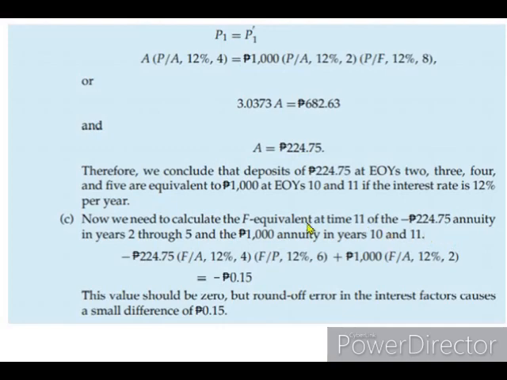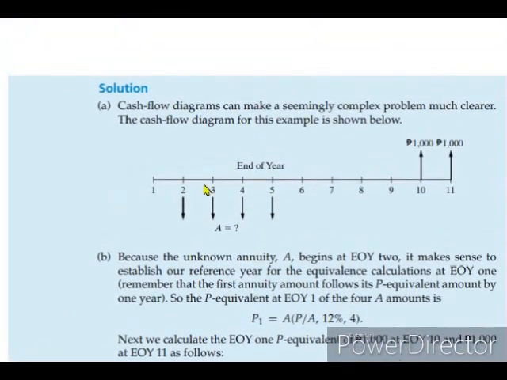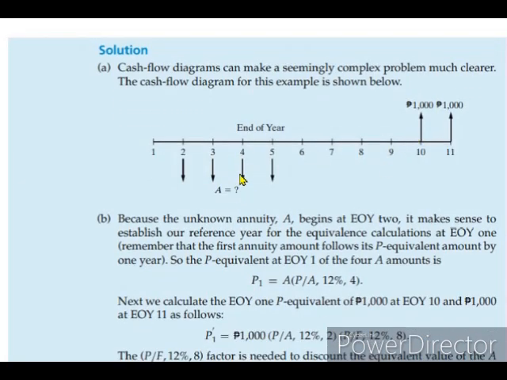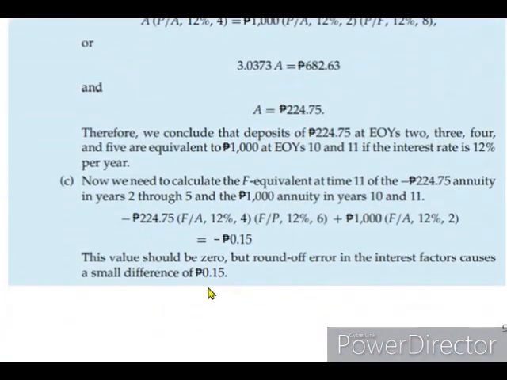224.75? Kasi dito, mapansin nyo dito sa ating cash flow, mayroon tayong outflow tsaka inflow, okay? Sabihin, yung isa sa kanila dapat maging negative, okay? So, hindi sila pwedeng pareho yung sign. Kaya nga sabi dito, dapat daw ay 0, okay? So, yung sumobra na 0.15, error lang siya ng pagra-round off. Okay?